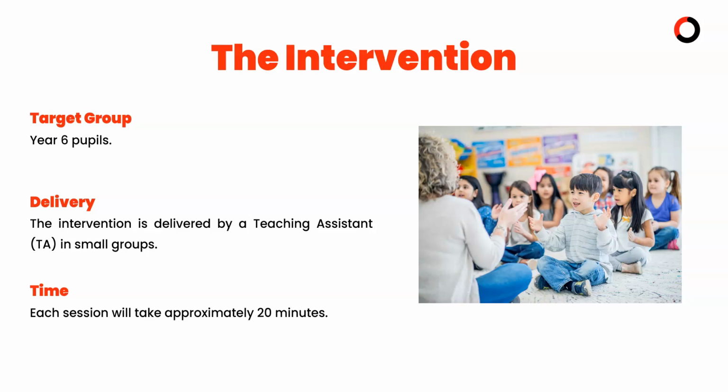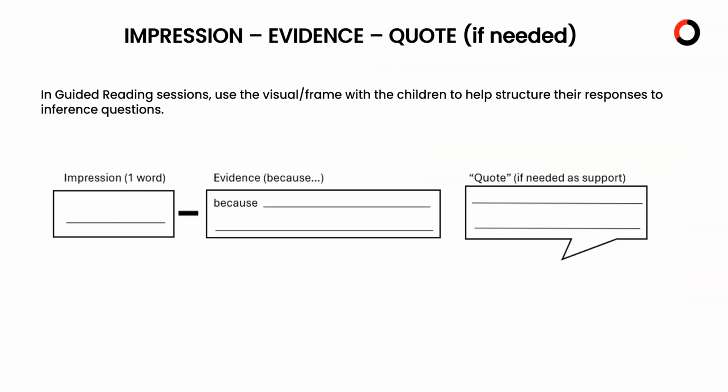So the intervention is targeted at Year 6 pupils. It's delivered by a teaching assistant in small groups, and each session will take approximately 20 minutes. In the guided reader sessions, you will use the visual frame with the children to help structure their responses to the inference questions, which is the impression, evidence, and quote. And you'll find an example of this in the resource folder.